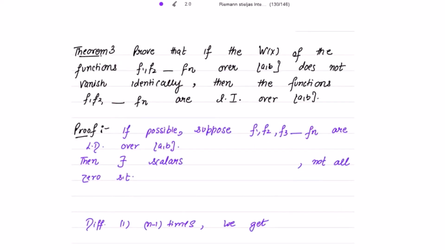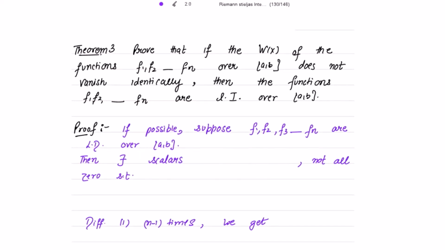Third, prove that if the Wronskian of the functions over the closed interval [a, b] does not vanish identically, which means the determinant of W(x) is not equal to 0, it does not vanish identically, which means the determinant of W(x) is non-zero. This is given to us. Then the functions are linearly independent over the closed interval [a, b]. Now this is the theorem for linear independence.